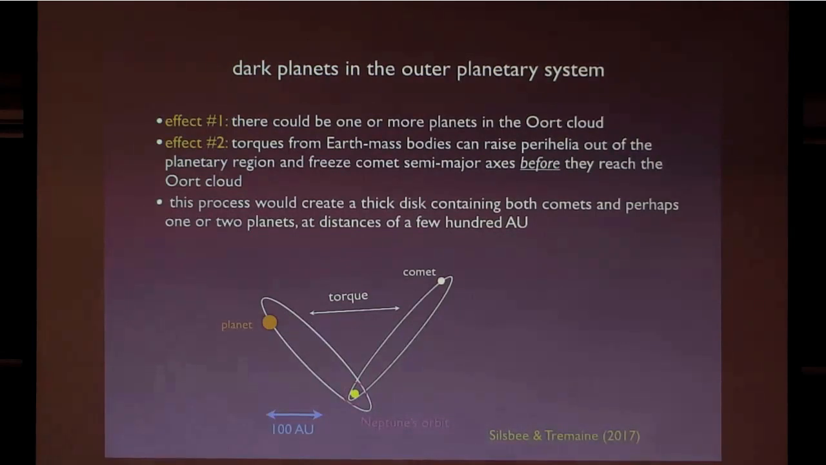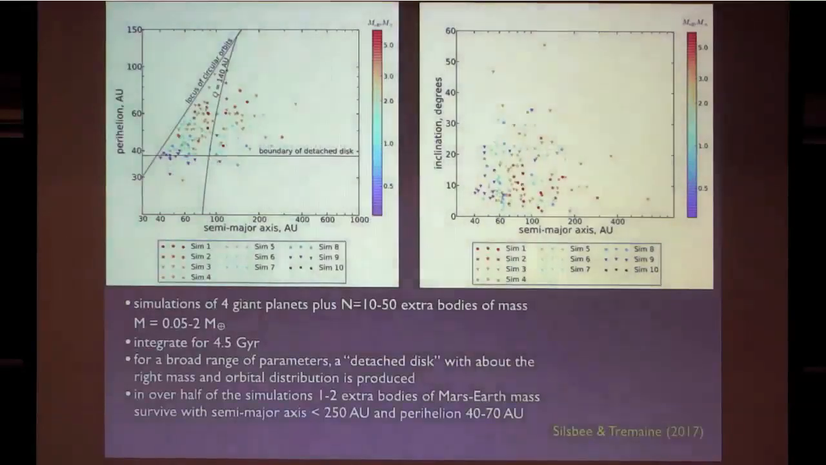You can do simulations of this process, and the simulations show that it will create a sort of thickened disk or a mini Oort cloud that contains comets, but might also contain one or two of these residual planets at distances of a few hundred astronomical units. These are quantitative calculations done by Kedron Silsby, who's a graduate student at Princeton.